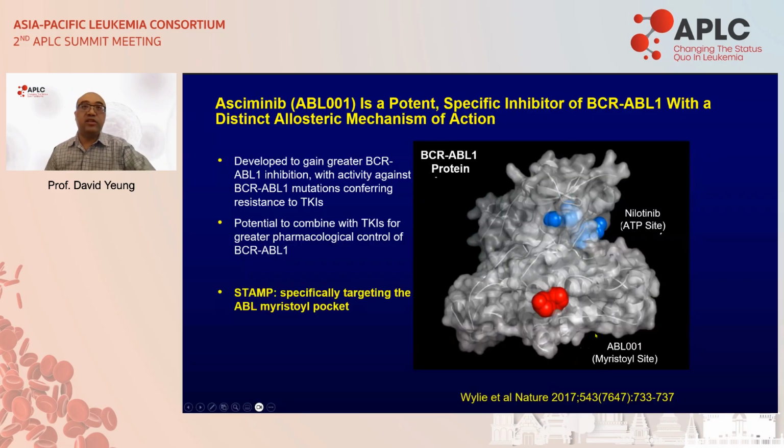The other option is asciminib. It is a myristoyl site inhibitor. Many of you would have had the opportunity to use it by now. On the right is a BCR-ABL protein cartoon. You'll see that at the ATP site, nilotinib, imatinib, and dasatinib bind, and away from that, in red, there is the myristoyl site where asciminib binds. It was called ABL001 previously.